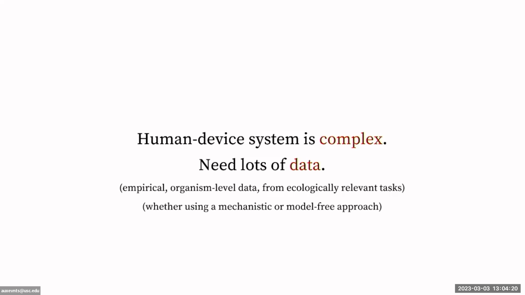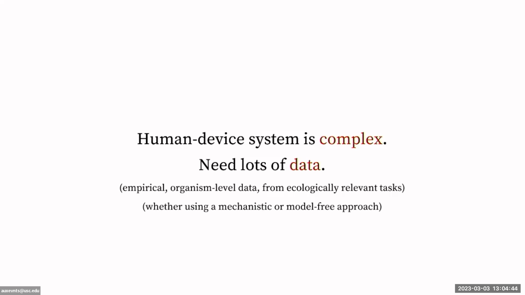And I think that's true whether we're talking about developing mechanistic models of the human, trying to understand how individual groups of neurons behave and predict their behavior, or if we're trying to use sort of model-free approaches like the machine learning techniques I'll talk about a little later today.